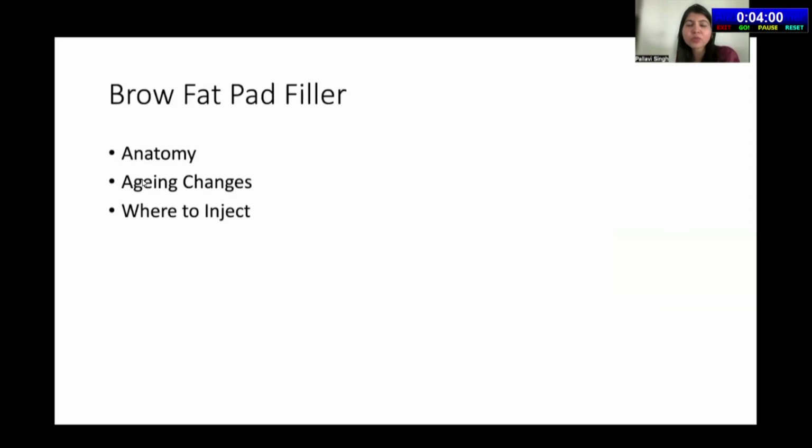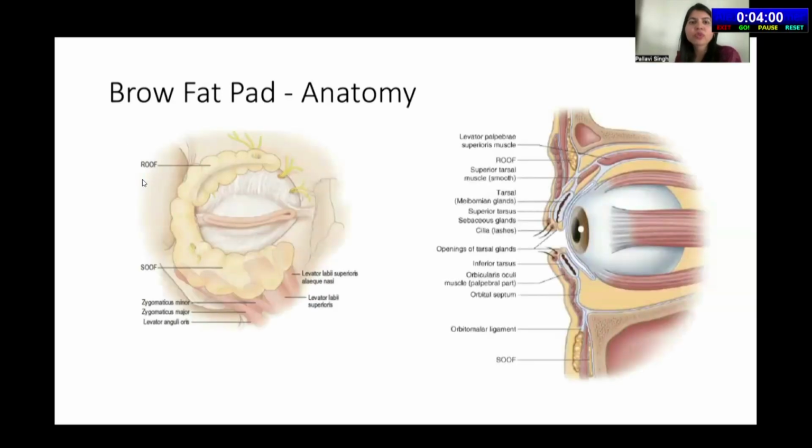Now coming to area-specific filler injection techniques, I'm going to talk about three specific areas that I really like injecting. The first one is the brow fat pad. If you look at the anatomy of the brow fat pad, we're all ophthalmologists here. We know that you have the ROOF superiorly and you have the SOOF inferiorly. The ROOF is the retroorbicularis oculi fat pad, and this is what gives our eyebrow the nice, full look, which is so typical of a youthful eyebrow.